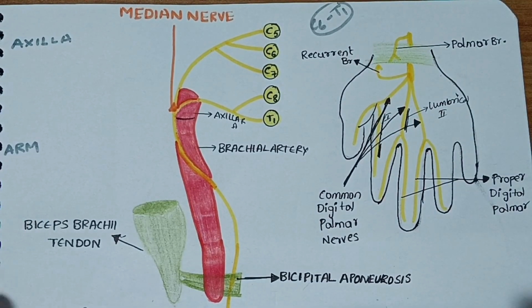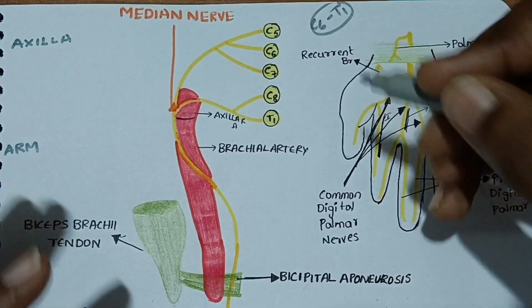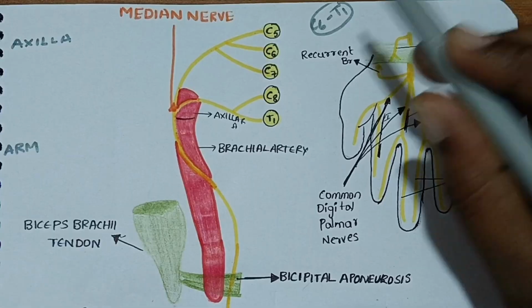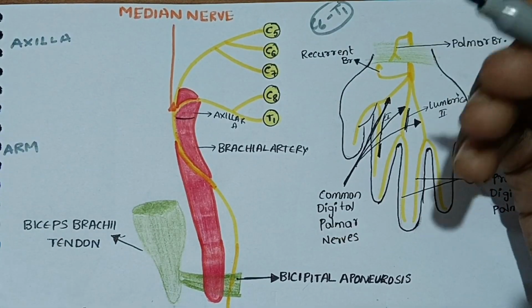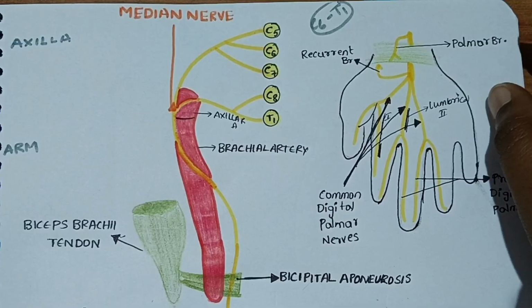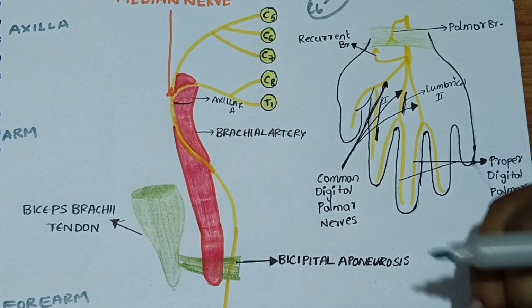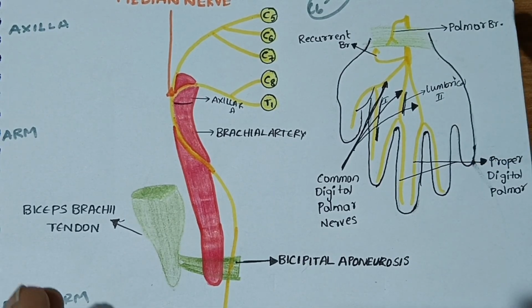How is it formed in the axilla? We are going to discuss each nerve under the axilla, arm, forearm and hand region: how it is divided, contributed and distributed to different areas and different muscles. In the axilla, these five roots, C5, C6, C7, C8 and T1, form the median nerve. When it passes from the axilla to the arm region, it is related to the brachial artery.